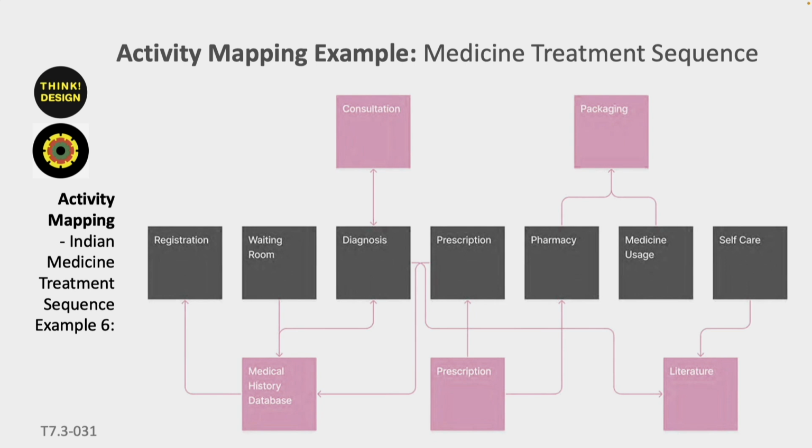Okay. So, if you look at it, you have consultation and packaging, which is necessary. There is a medical history database which needs to be managed. There is a prescription system which needs to be managed. Okay. Literature is something which is not there. So, if you look at the ones which are outside the main line, those are interventions that can be done through design. Okay. So, this is a medicine treatment sequence activity diagram.